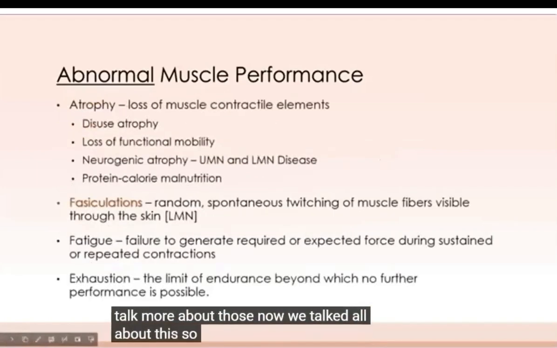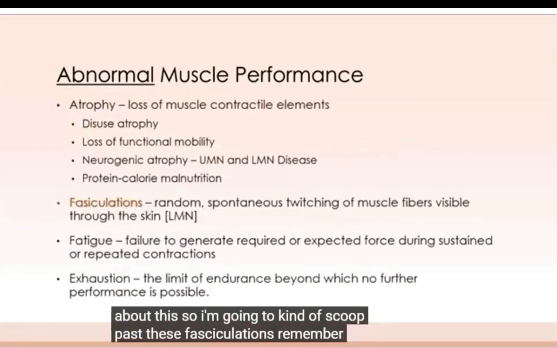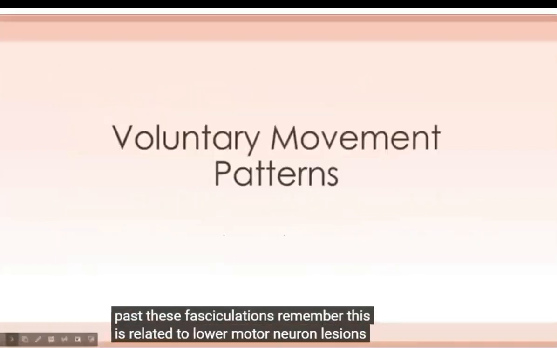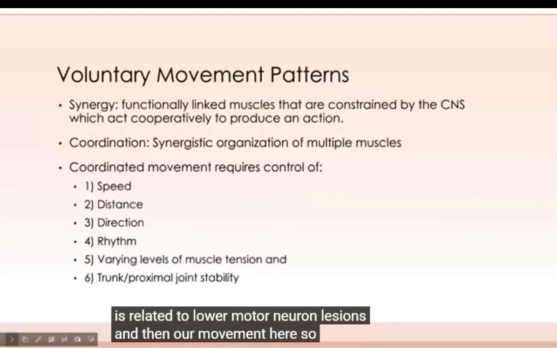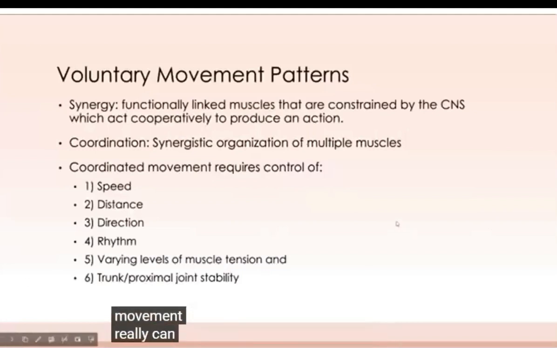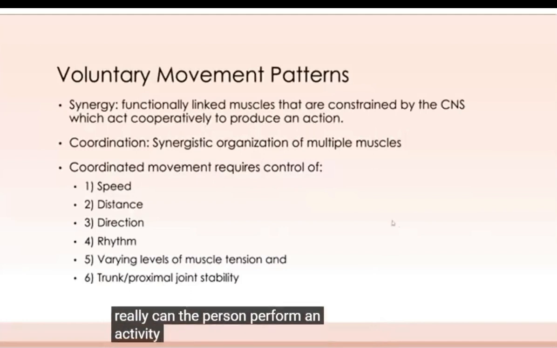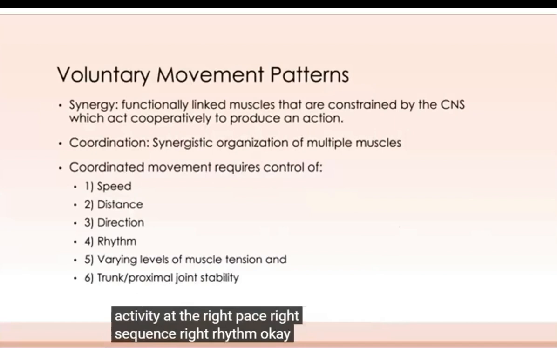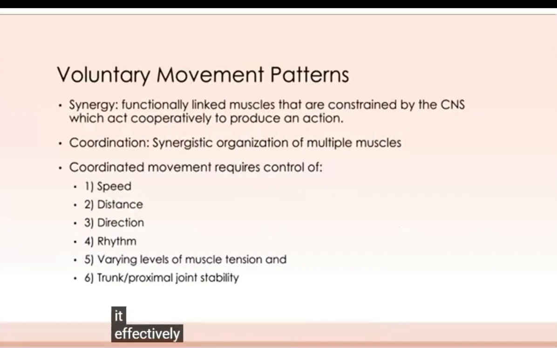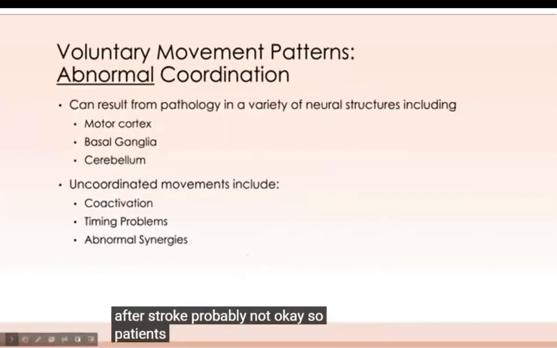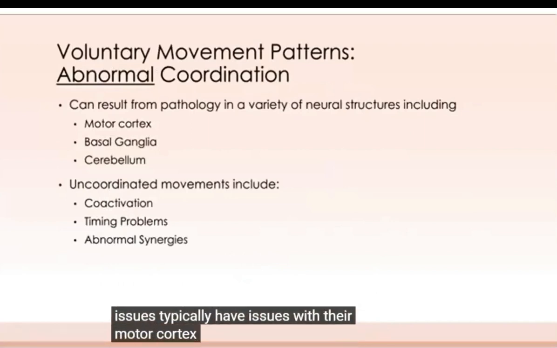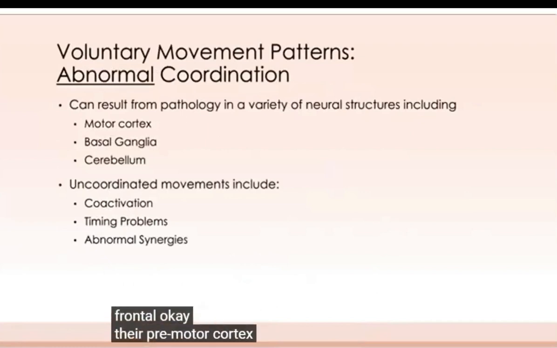Now, we talked all about this, so I'm going to skip past these. Fasciculations, remember, this is related to lower motor neuron lesions. And then our movement here. Voluntary movement, really: can the person perform an activity at the right pace, right sequence, right rhythm, and perform it effectively? After a stroke, probably not. Patients who typically have movement issues typically have issues with their motor cortex. What lobe? Frontal. Okay, their premotor cortex.